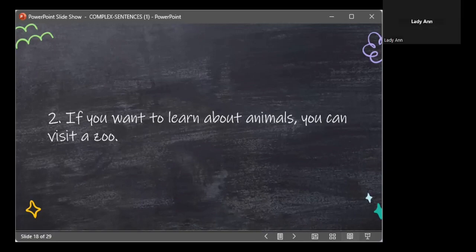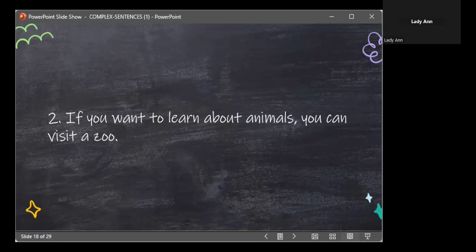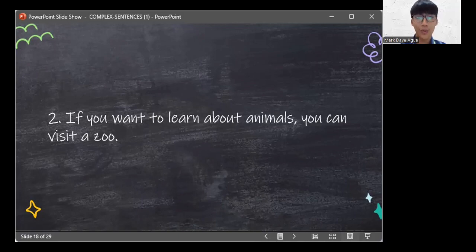That's right. Now, how about the predicate? I want... sir, want. Okay, the predicate in the dependent clause is want. Okay, very good, Miss Tanya.